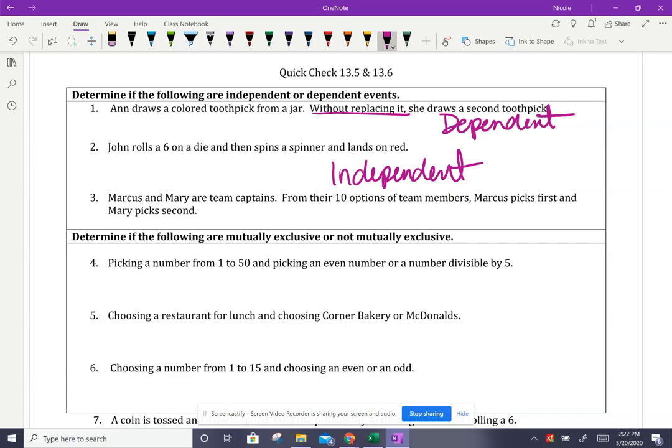And number 3 says Marcus and Mary are team captains. From their 10 options of team members, Marcus picks first and Mary picks second. Well, because Marcus picks first, that's going to change the possible outcomes for Mary, so they are dependent.